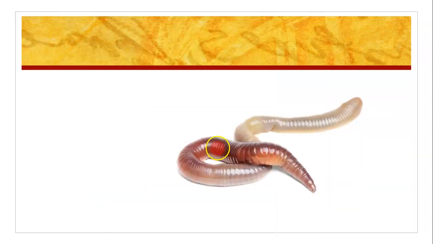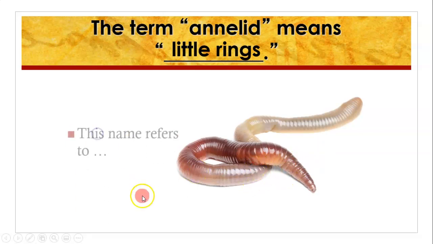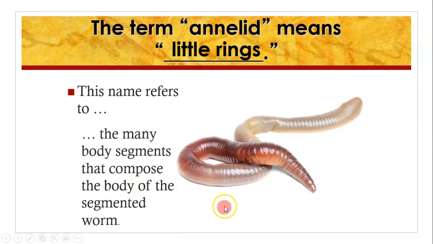Now, the term annelid means little rings, and it's talking about these segments, all these little rings that you can see in the body here. So each one of these little rings we call a segment. This name refers to the many body segments that compose the body of a segmented worm.